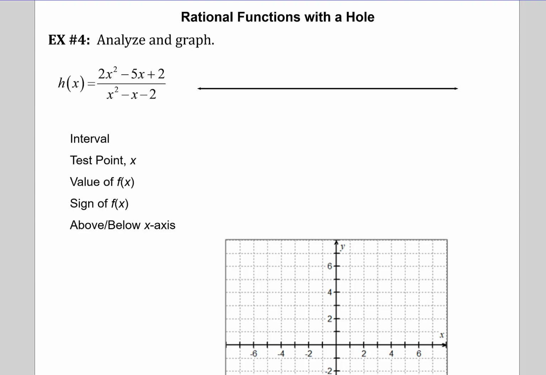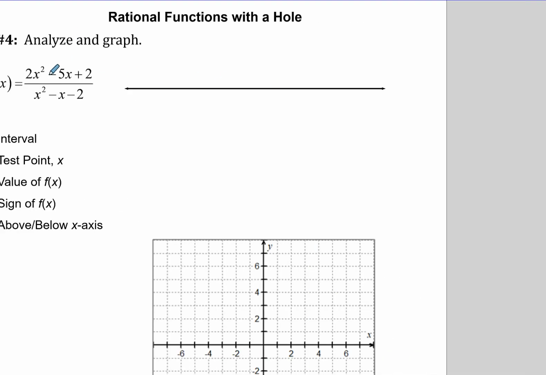Then in example 4, we can actually factor the top and bottom here. So let's see, what do we got? 2x times x and factors of 2. If we had a negative 4 there and a negative 1 here, we could get that negative 5 in the middle. And then the denominator is going to be x minus 2 times x plus 1.